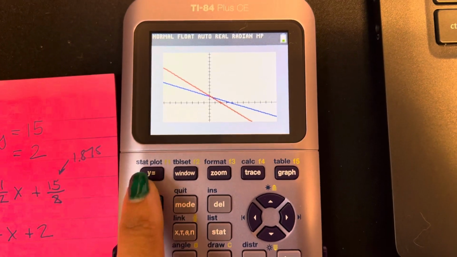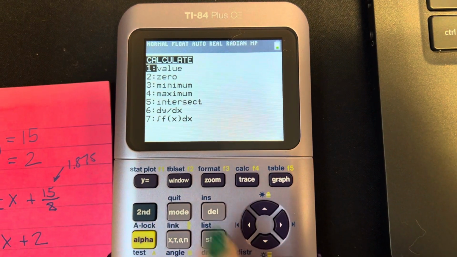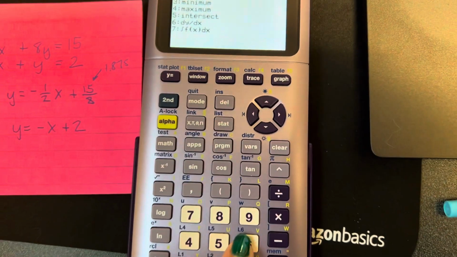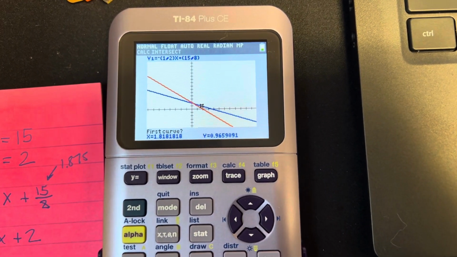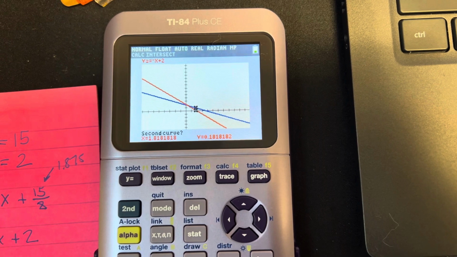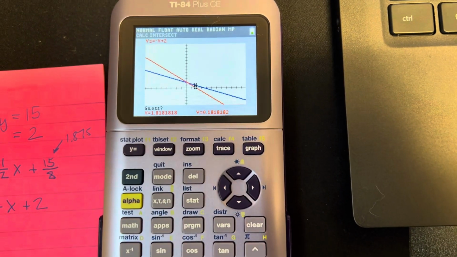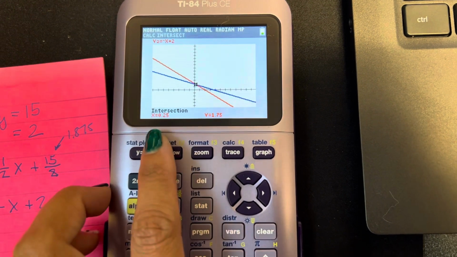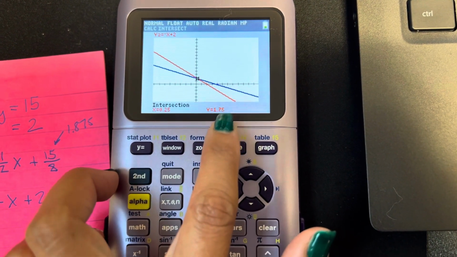So to do that, we're going to press second and then calc. And we're going to choose 5. Just press 5 for intersect, and it's going to say first curve, and it's going to be on one of the lines. You have to enter. Second curve, it's on the other line. You're going to hit enter again, and then it says guess, and you want to say yes. You're going to press enter again. Please guess for me. And now we have x equals 0.25 and y equals 1.75.